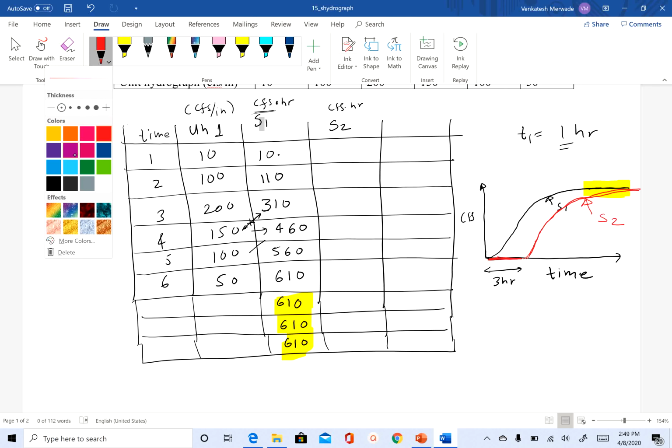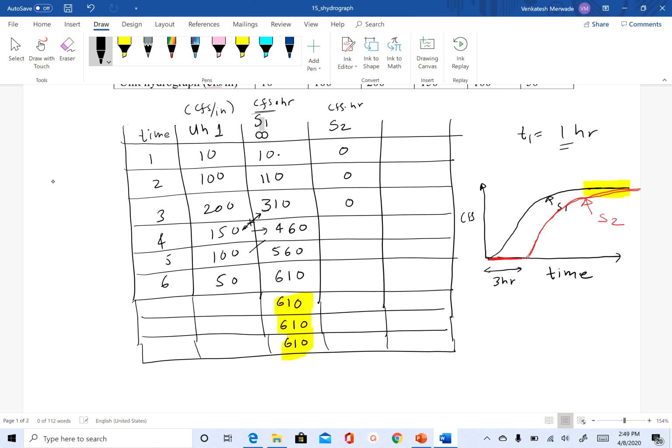On the table here, this is 0 for the first 3 hours since we are lagging S1 by 3 hours, and then I'll simply repeat what I have in S1. So this will be 10, this will be 110, this will be 310, 460, 560, and then 610. At this point they both are equal. If I highlight this again, they both are equal and the difference will become 0. That's why I stopped here when I created this number of rows.